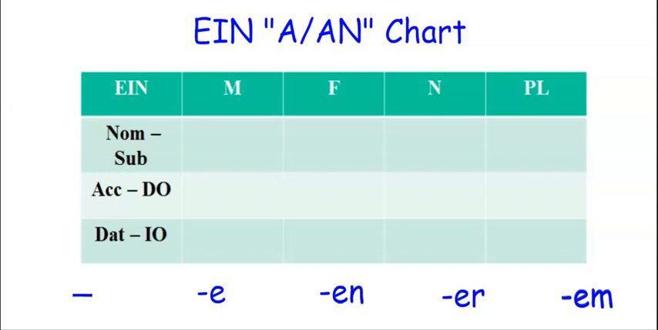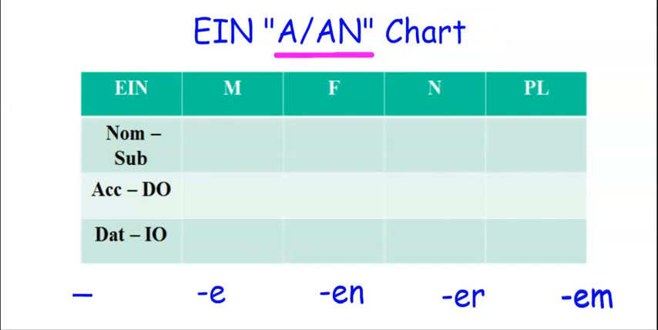Let's take a look at EIN in German, and we're going to look at this with the nominative, the accusative, and the dative case. There's also genitive case, the fourth case of German, but we're just going to look at these main three. EIN in English means a or an. These are the indefinite articles.